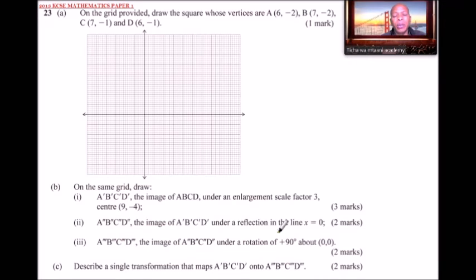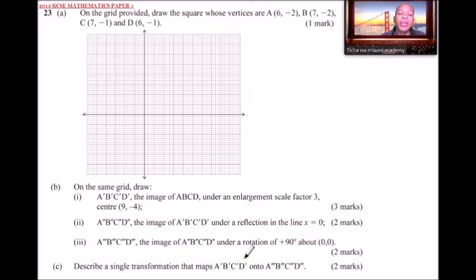Roman number 3 is about rotation. Rotation by positive 90 means it is in the anti-clockwise direction. That's how we describe rotation. That is positive rotation. Negative rotation is clockwise direction. So very important. Another thing we need to note here is that when you are rotating through angle 90, we can get the image by interchanging the coordinates of whatever we are rotating. We are going to see that.